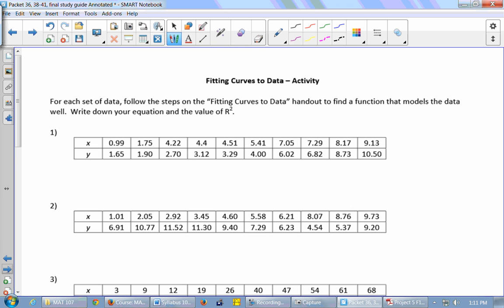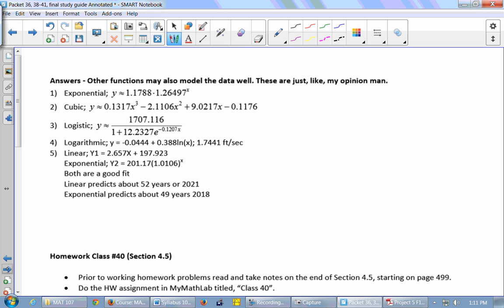So I have some data for you to play around with, create some scatter plots, come up with some models, and I gave some answers, but know that you may have found another function that is also a good model, and that's totally okay. These are just my opinion.